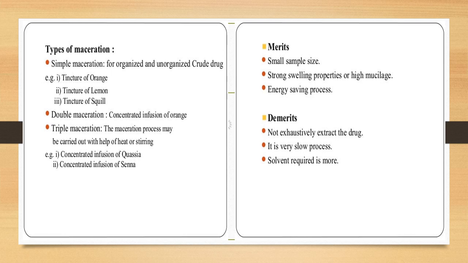These methods also have some merits and demerits. Merits are small sample size, suitable for drugs with strong swelling properties or high mucilage, and an energy saving process. The demerits are that it does not exhaustively extract the drug, it is a very slow process, and more solvent is required.